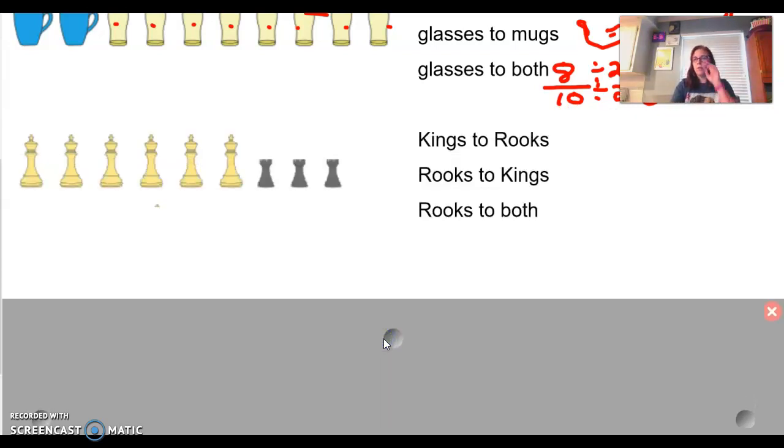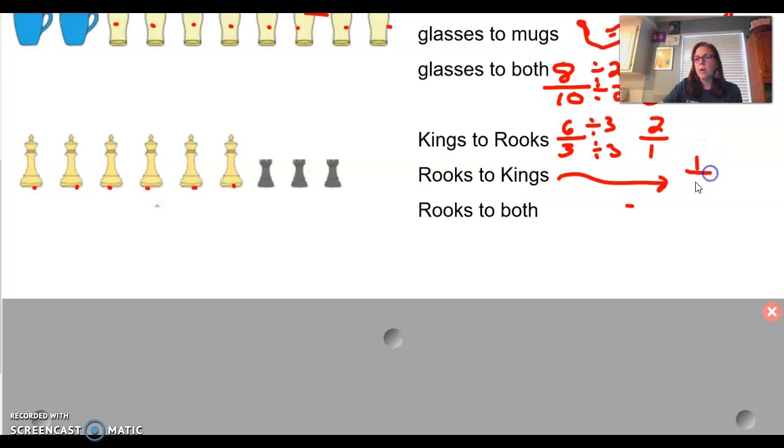Kings to rooks. If you don't know chess, these are kings, these are rooks. So there's 1, 2, 3, 4, 5, 6 kings, and there's 3 rooks. We're going to divide because 3 can go into both of these, so that's going to be 2 over 1. So for every 2 kings, there's 1 rook. Rooks to kings would just be the other way. It would just be 1 to 2. If you notice that, you can do that instead of having to simplify.